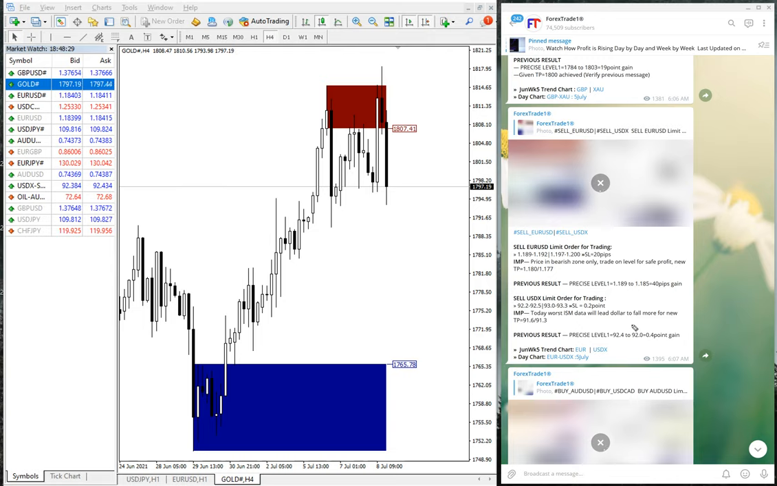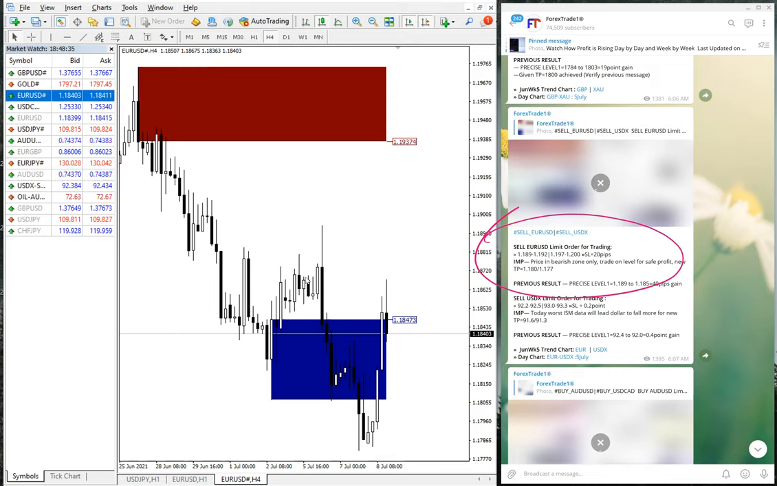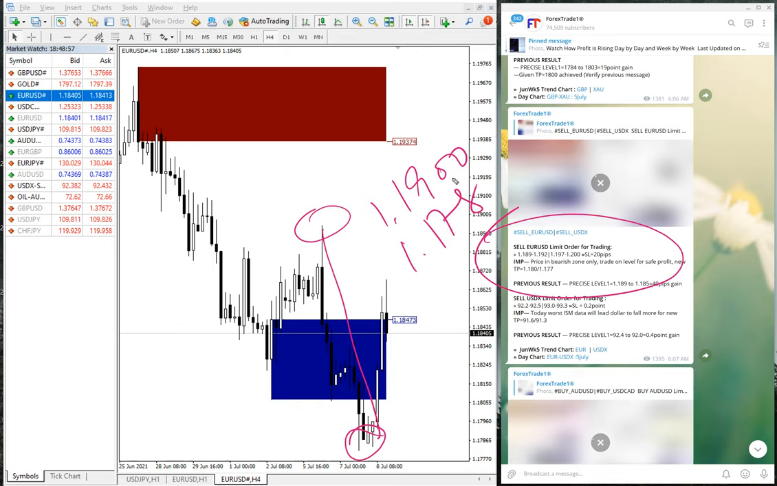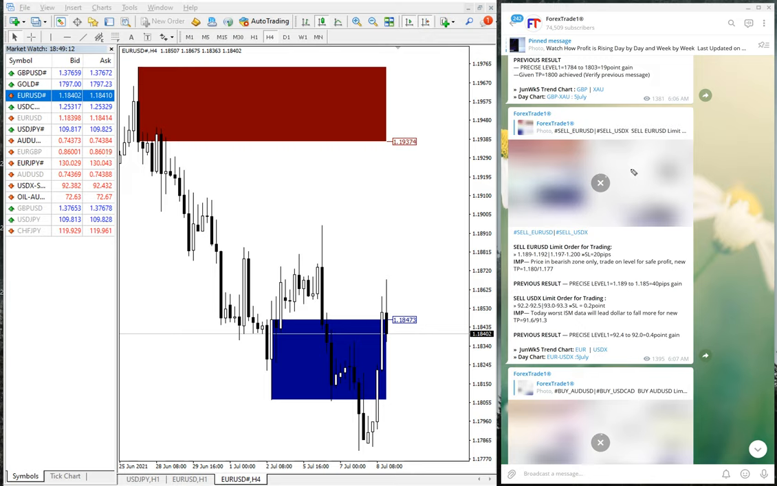What you can see here is the EURUSD chart. It performed from 1.190, which is here, 1.19 till 1.178, which is 120 pips. Again, good performance on EURUSD also for our rollover traders.